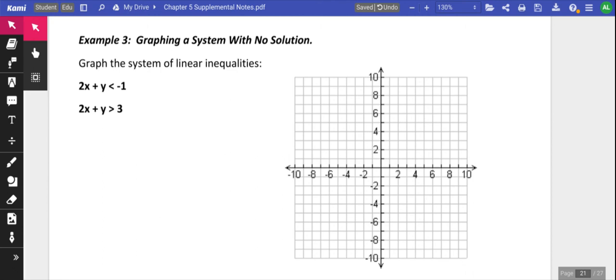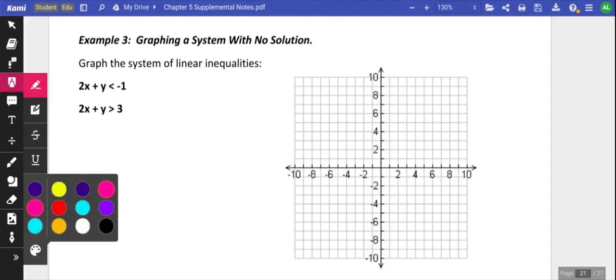I'm going to show you real quick what that looks like. We get to practice changing from standard form to slope-intercept form. Okay, awesome. So 2x plus y is less than -1. I'll make that a little pink inequality. And then 2x plus y is greater than 3.